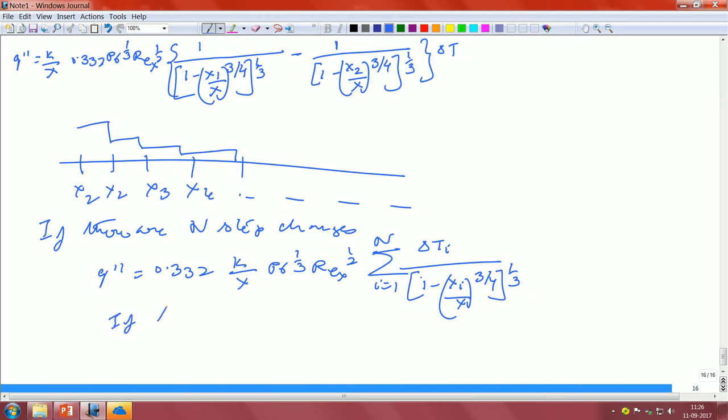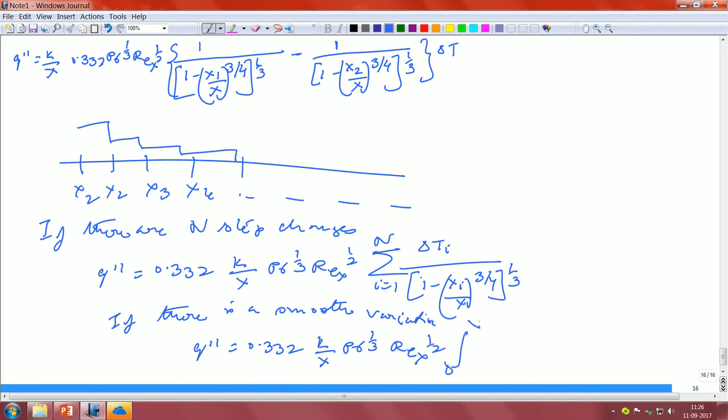Now, if there is a smooth variation, q double prime will be given as 0.332 k by x, Prandtl number 1/3, Reynolds number x to the power of half, integral from 0 to x of dT0 by d eta, d eta, where eta is the dummy variable, times 1 minus (eta by x) to the power of 3/4, all raised to the power of minus 1/3. This shows that for any type of temperature profile, that is any variation in temperature across a plate, you can represent it in this particular fashion.